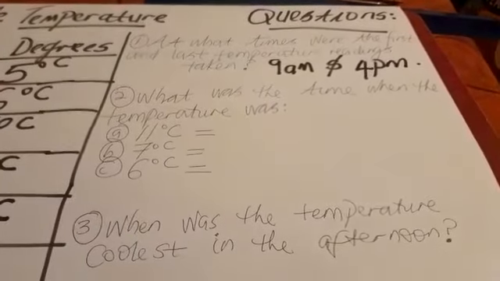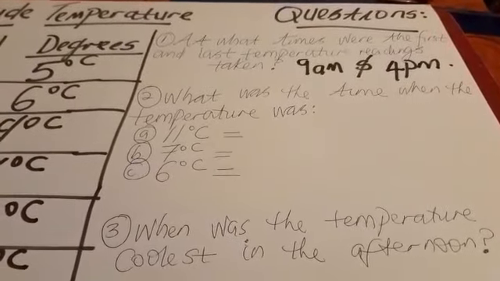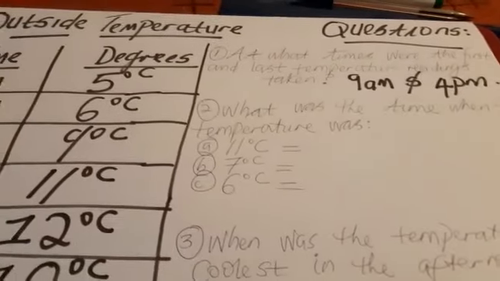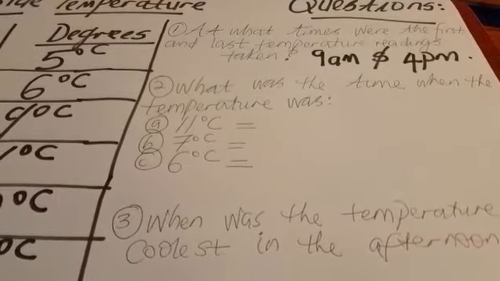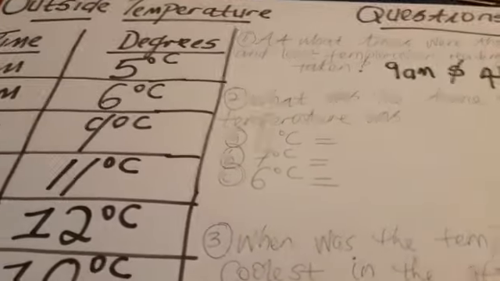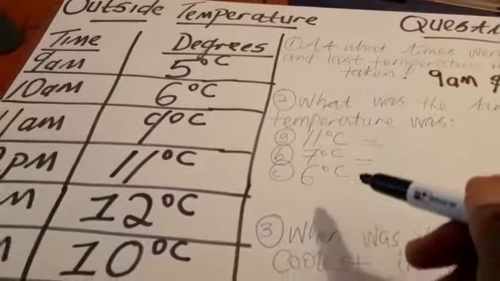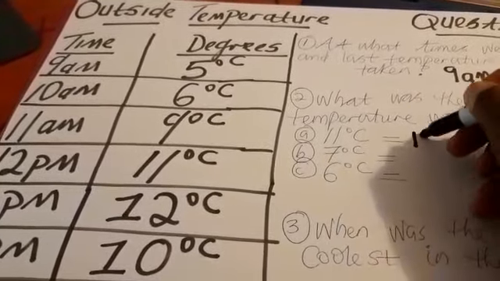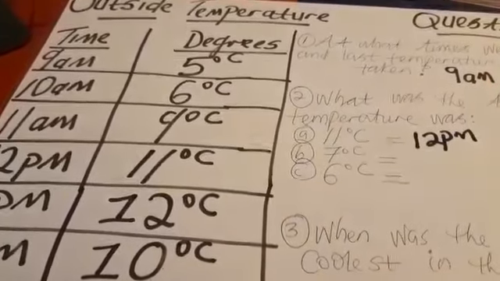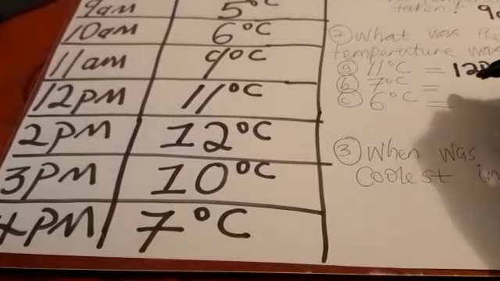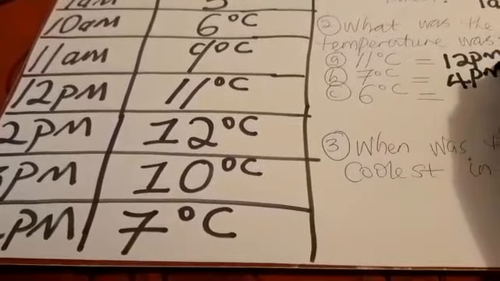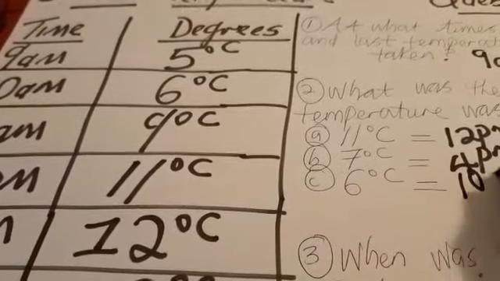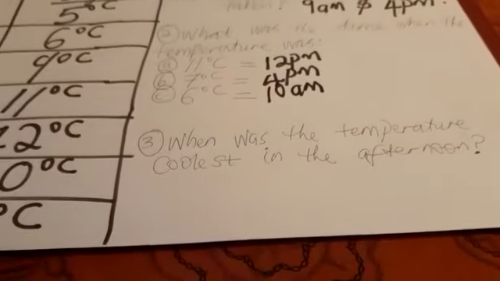Number 2. What was the time when the temperature was 11 degrees, 7 degrees, and 6 degrees? So we go to the first one, 11 degrees. 11 degrees at 12 p.m., so we put 12 p.m. 7 degrees was at 4 p.m. And 6 degrees was at 10 a.m.